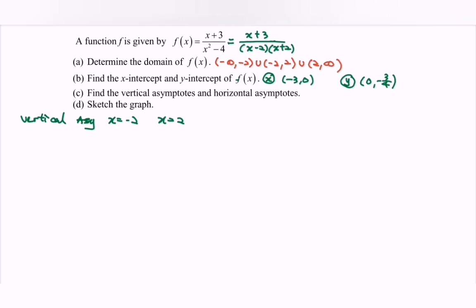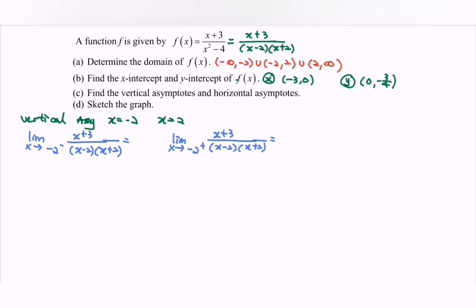So kindly write the situation. The limit as x approaches negative 2 from the left, and continuing, the limit as x approaches negative 2 from the right, for the function (x + 3) over (x minus 2)(x + 2). Next, kindly substitute the value x approaching negative 2.